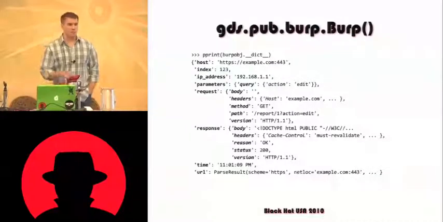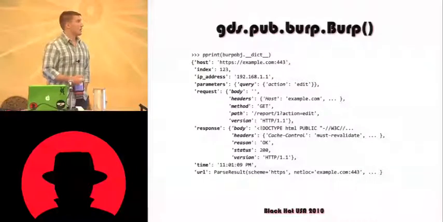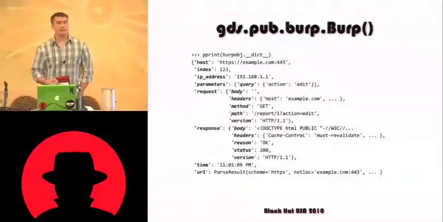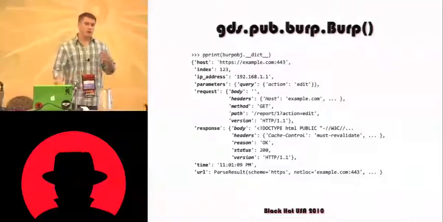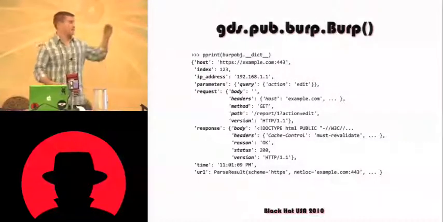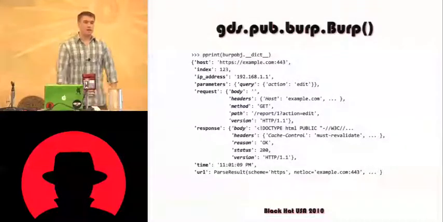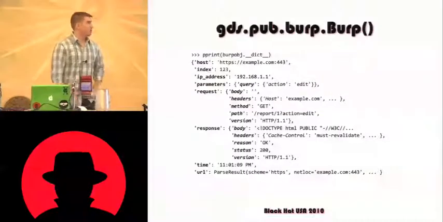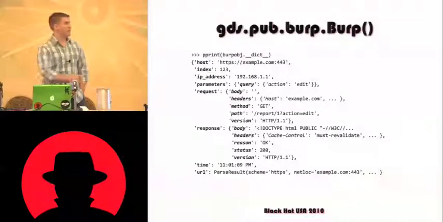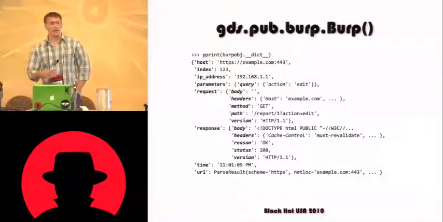This is just a printout of various values inside a Burp object. A couple things to note, there's an index property. If you have Burp open, if you look into the history, that index in the Burp object is going to match the index number in your Burp history session. You have full access to the request body, the request headers, request method, response body, and things like that.